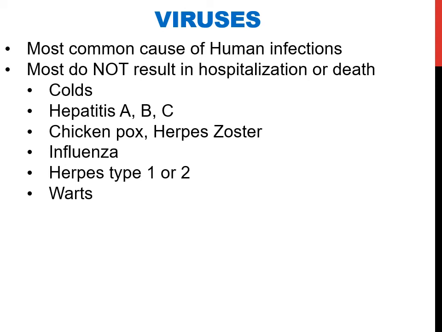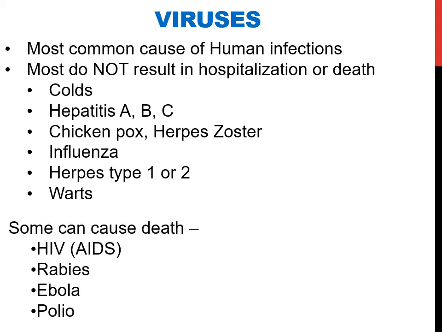Okay, chickenpox, herpes zoster, other examples of viruses that don't typically put you in a hospital or cause death. Influenza, for the majority of people, doesn't lead to death, but definitely if you're immunocompromised or if you're older, influenza A or influenza B can definitely lead to serious illness and death. And that's why we have vaccinations for influenza. Okay, we actually have vaccinations for hepatitis A and hepatitis B as well, and the chickenpox virus.